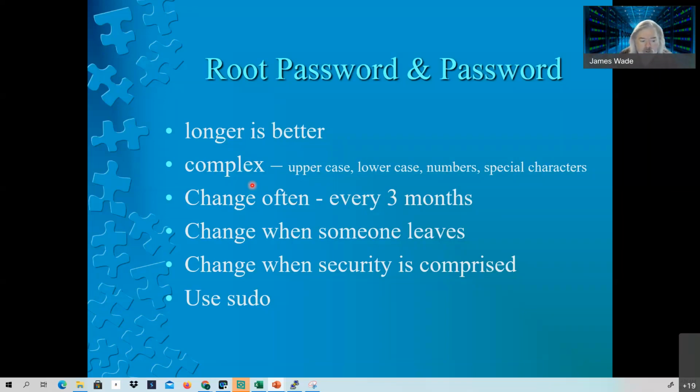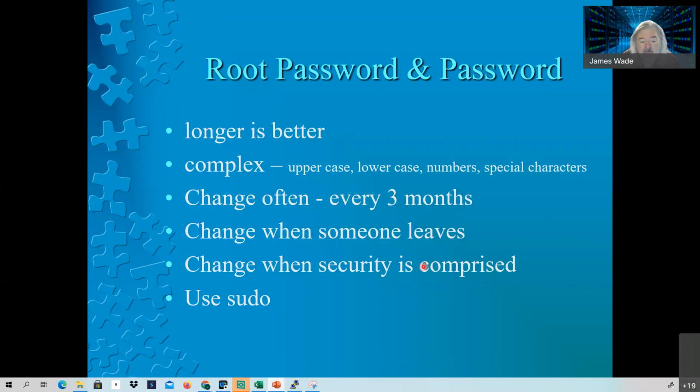You want to enforce this, but nowadays, more Unix systems as well as Windows allow us to go in and set complexity. We can set the number of characters. We can set whether to use uppercase, lowercase, special characters, or numbers, and how many.